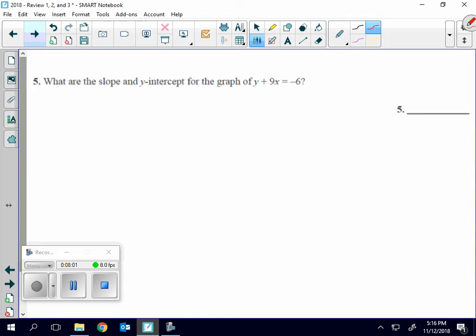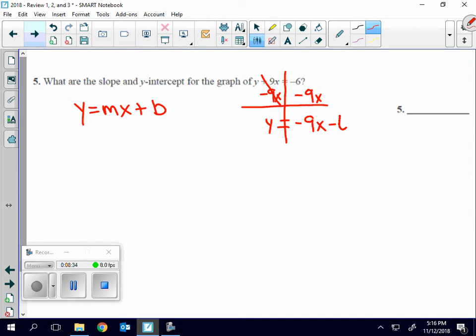What are the slope and the y-intercept for the graph of y plus 9x equals negative 6? Remember, we can only read the slope and y-intercept from slope-intercept form. Is this one in slope-intercept form? No, it is not. I need to get rid of that 9x to get y by itself, so I'm going to subtract it from both sides. So this will be y equals negative 9x minus 6. I can't combine those. They are not like terms.